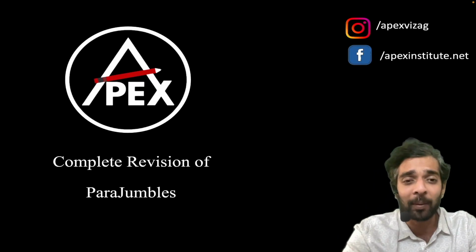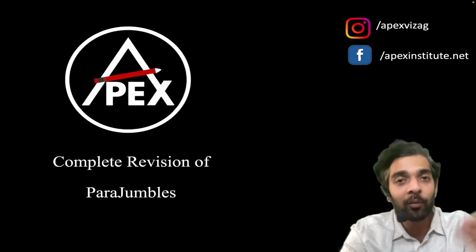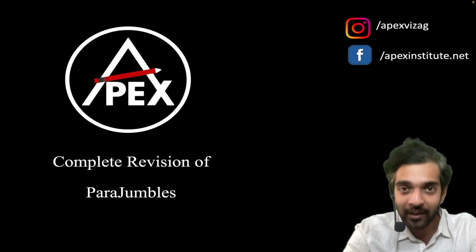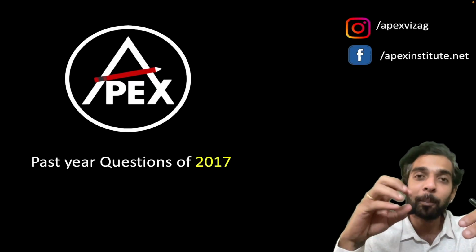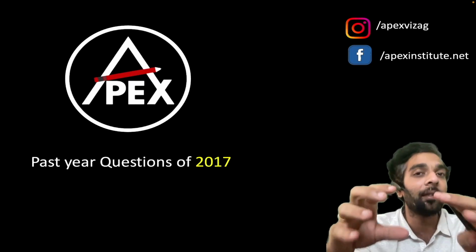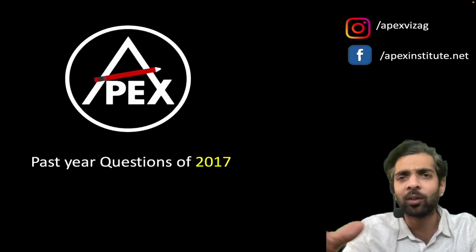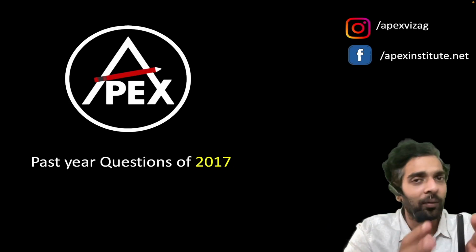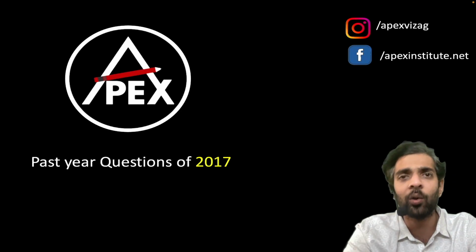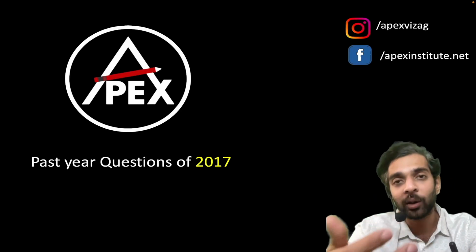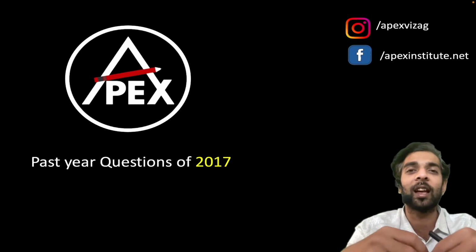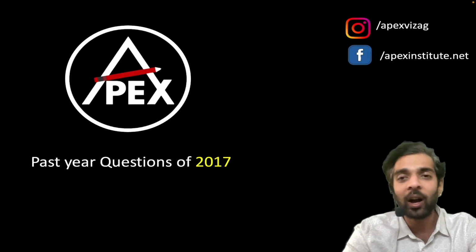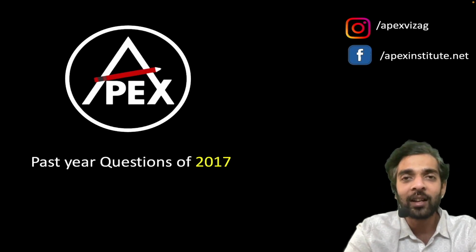So keep your pens and pencils handy, and after we do this concept revision, we're going to go into something slightly more serious. We're going to look at past year questions of the 2017 actual CAT paper, of both the slots, obviously. I'll give you a little bit of time, maybe 1-2 minutes to solve, where you can just pause your video, solve it, and then we'll solve it together so you can become a pro just like I am. Alright, so let's go forward. Let's look at what the concepts of parajumbles are right now.